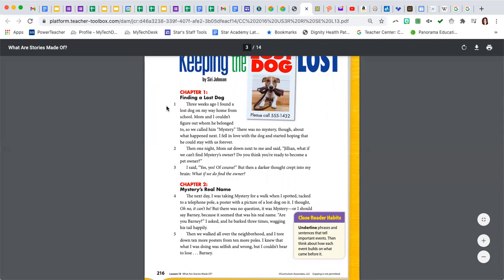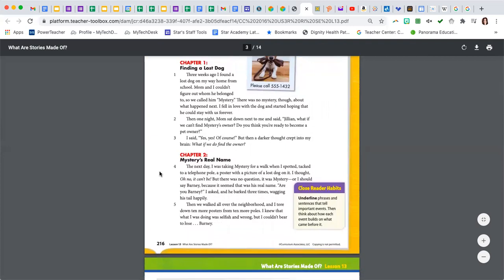3 weeks ago, I found a lost dog on my way home from school. Mom and I couldn't figure out whom he belonged to, so we called him Mystery. There was no mystery, though, about what happened next. I fell in love with the dog and started hoping that he could stay with us forever. Then one night, Mom sat down next to me and said, Jillian, what if we can't find Mystery's owner? Do you think you're ready to become a pet owner? I said, yes, yes, of course. But then a darker thought crept into my brain. What if we do find the owner?